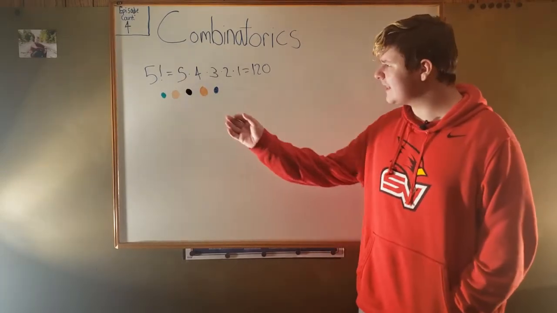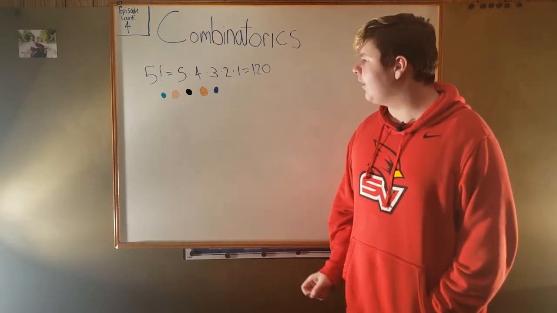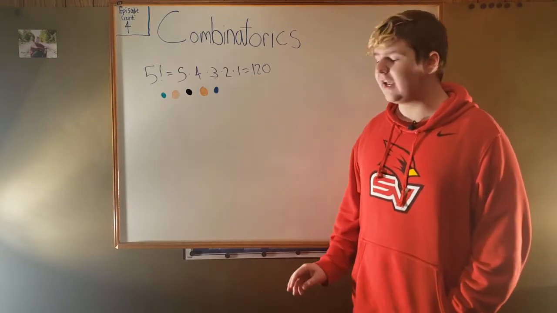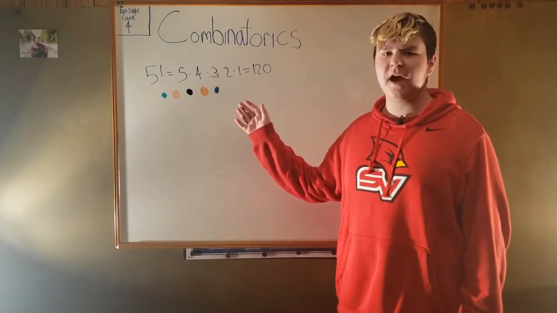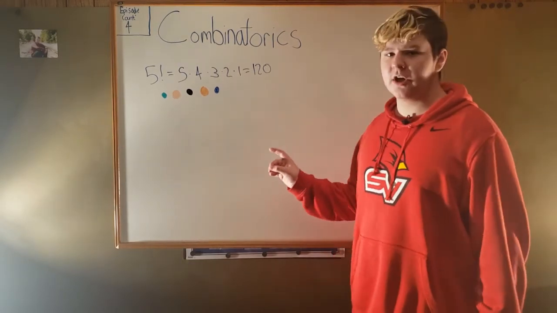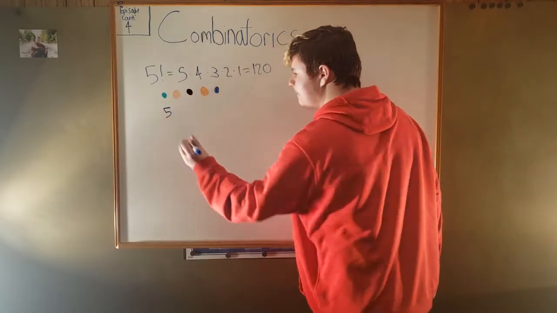Knowing this, let's take 5 things. It can be anything. In this case, it's badly drawn dots. Now, we want to find out how many different ways we can order those 5 things. Well, we know we have 5 objects. So the first object can be any of these 5. So it'll be one of these 5.